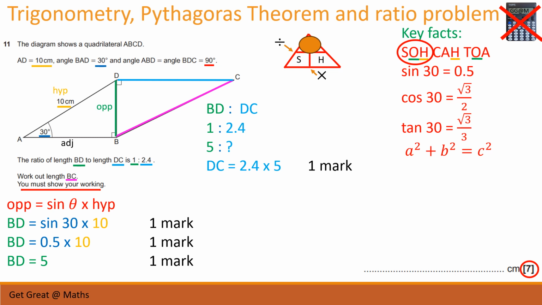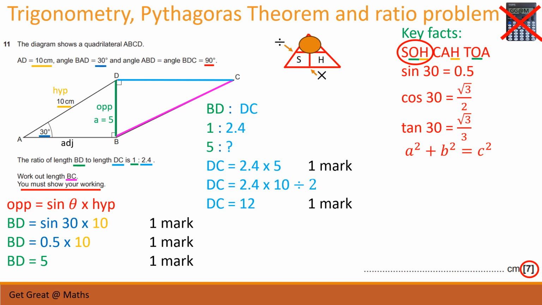Now to multiply by 5 without a calculator is quite tricky. You can do it by pen and paper method, or the easier way is to multiply by 10 and then halve your answer, because 10 divided by 2 is the same as 5. So if I multiply 2.4 times 10, which gives me 24, divided by 2 gives me 12 for 1 mark. So my length BC along the top is 12.